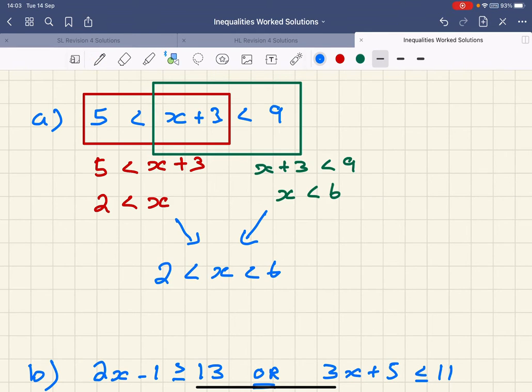And if we want, we can now put that onto a number line. So we've got 2 here, and we go up to 6, and we're going to use a closed circle, perhaps not a square. So a closed circle, an open circle, and we just make a line that joins these two together like that.